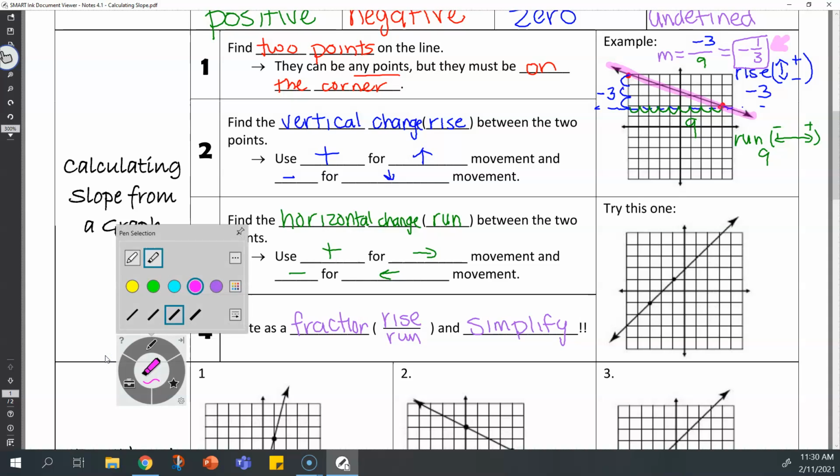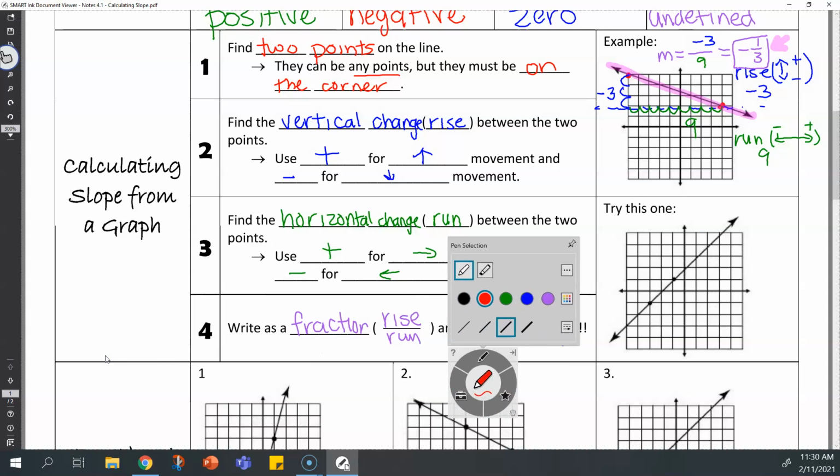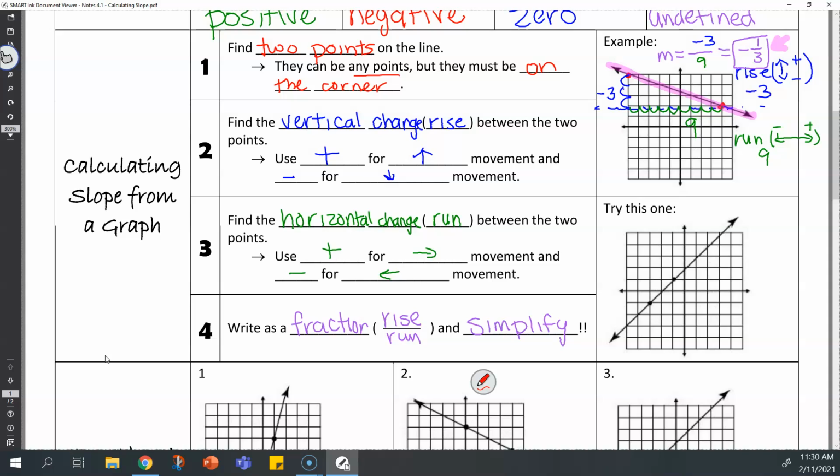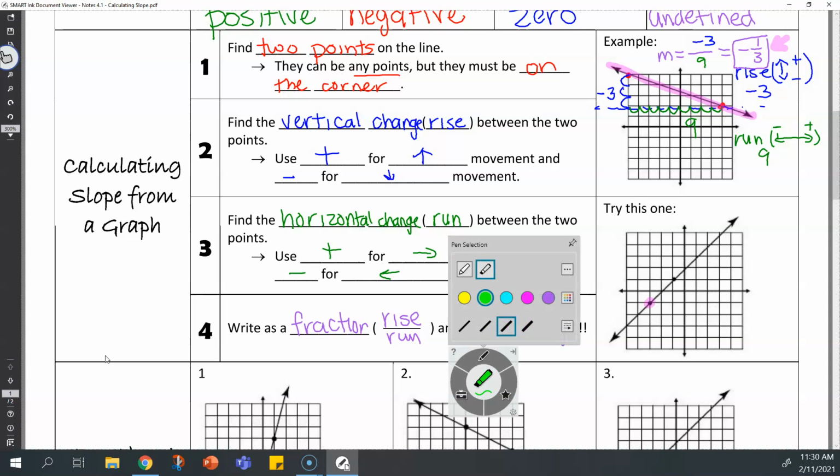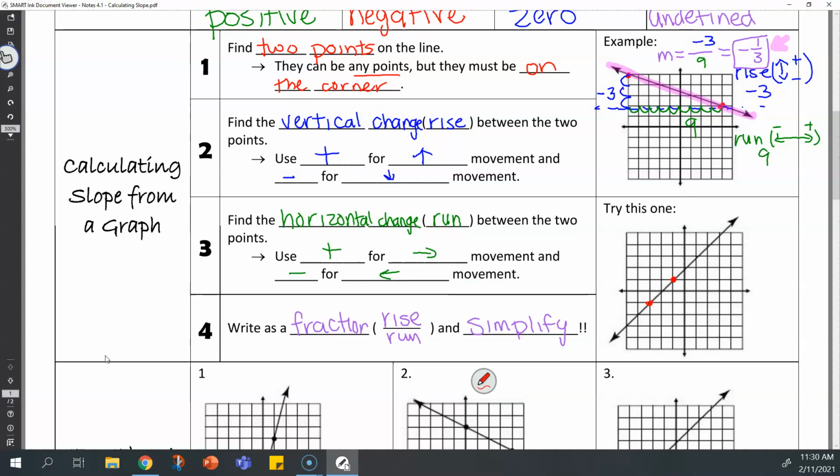Let's try the second one together. I want to find 2 points on my line. Fortunately for me, they've already given me the points that I need. I'm going to use this point and this point, okay? If you were to pick your own points, you can do that. You just need to be careful, okay? So for this one, I'm going to start at this point and move to that point.